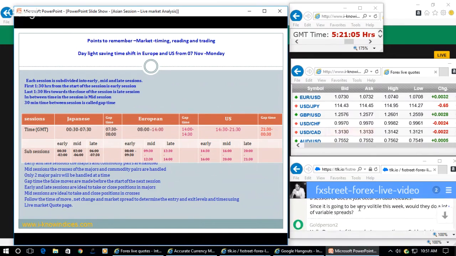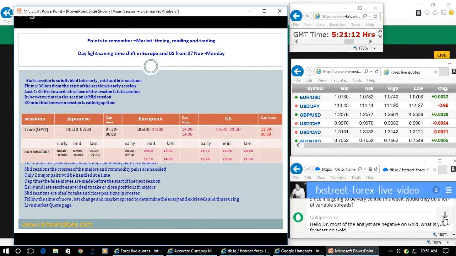Since it is going to be very volatile this week, would they do a lot of variable spread? Yes, especially the variable spread will be very high before the data release. So they will simply make a spread. Suppose the euro bid is 1.0770 and the ask is 1.0720. So ask is supposed to be higher when compared to bid.